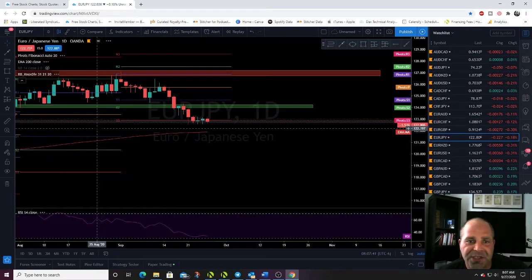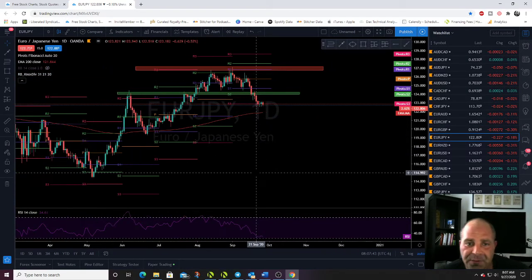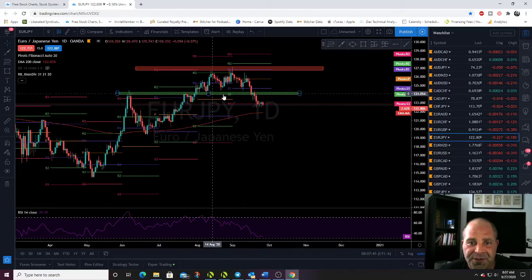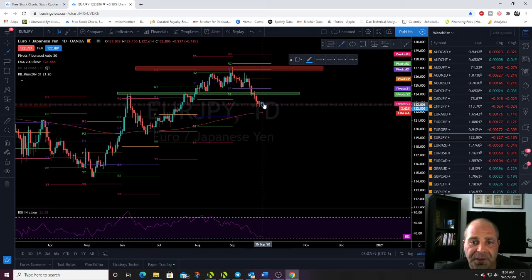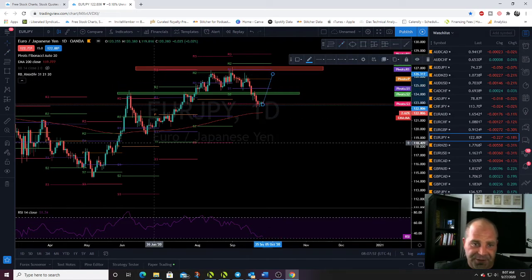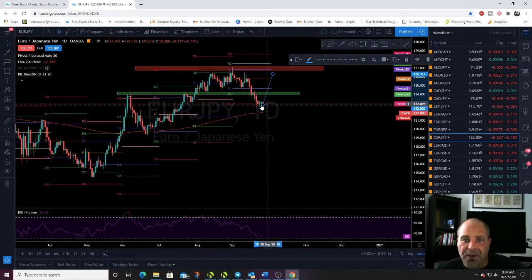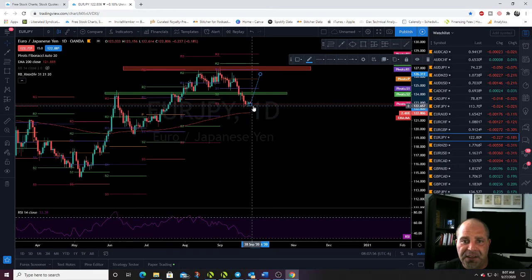All right, Euro JPY. So we busted through. We went short. We're stalled out on the S3 and pretty close to that 200 period moving average. So we are in a good spot to look for a buy, or we are reversing this pattern.